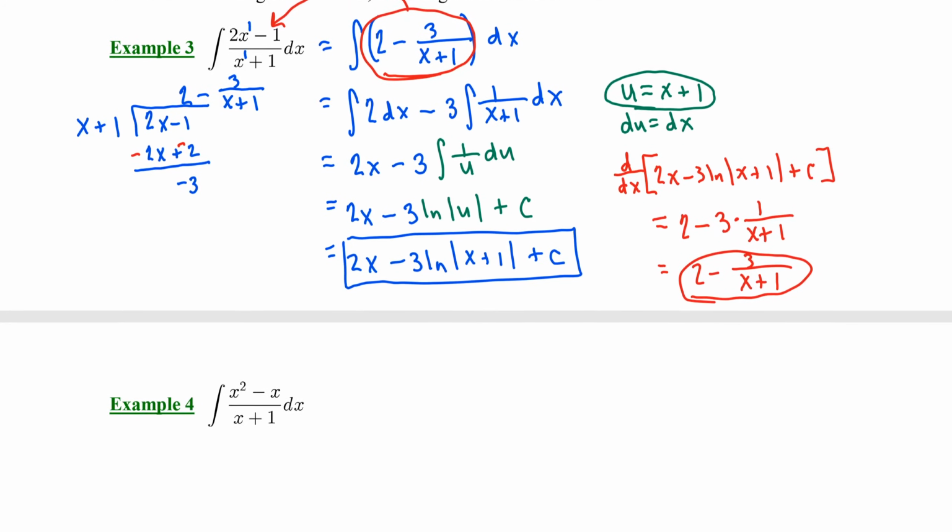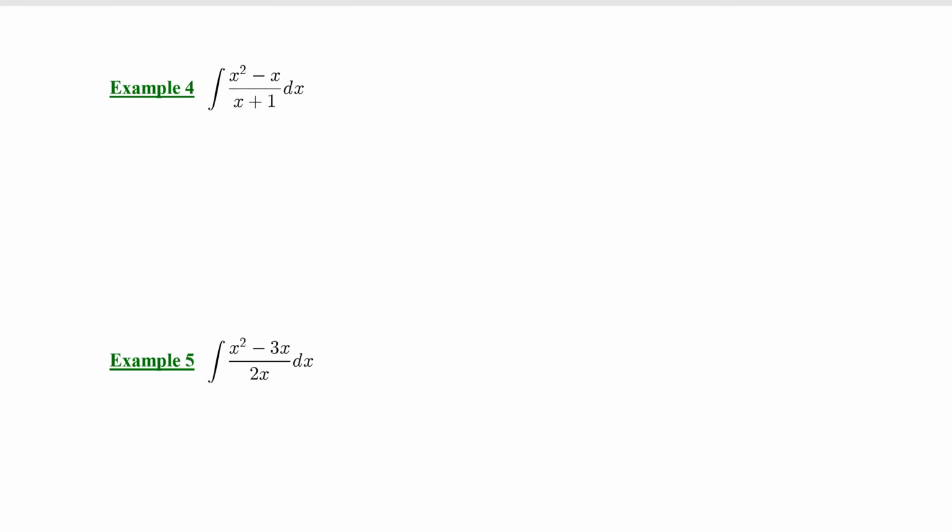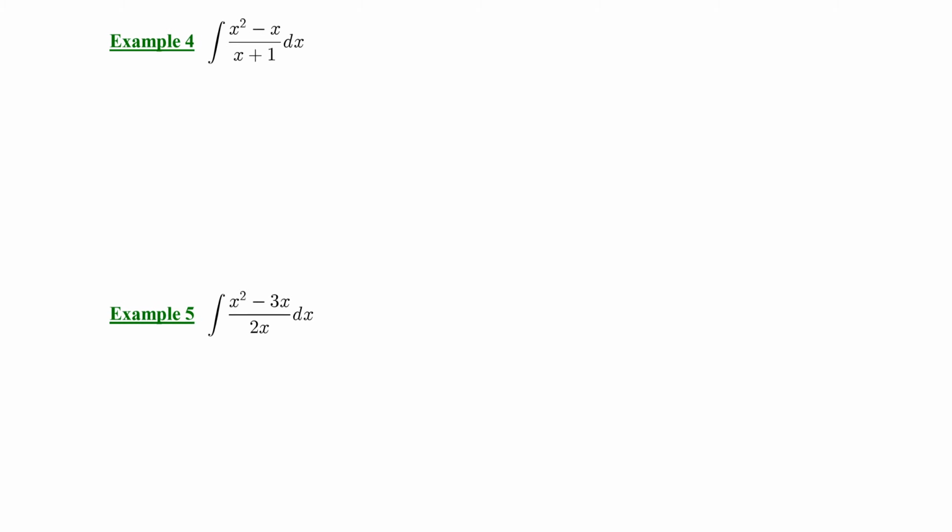All right, that one's definitely worth practicing again. So let's try our next example. Notice in this example, the degree of the numerator is 2. The degree of the denominator is 1. So this is an improper rational function. Therefore, I have to make it proper by reducing it with long division.